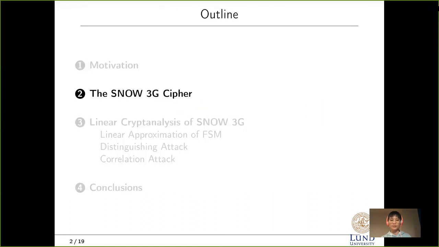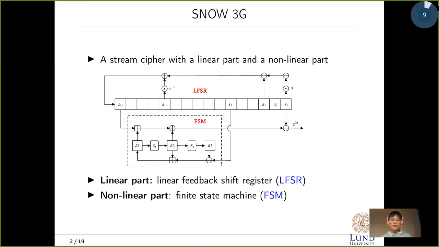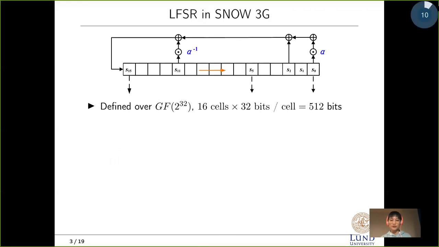Next, I would give some details of the SLOW-3G cipher. SLOW-3G is a stream cipher with a linear part and a nonlinear part. The linear part is a linear feedback shift register with 16 stages, while the nonlinear part is a finite state machine with three memories. The alpha is defined over the finite field of order 2^32. So every value in a cell is 32 bits, thus giving 512 bits in total.